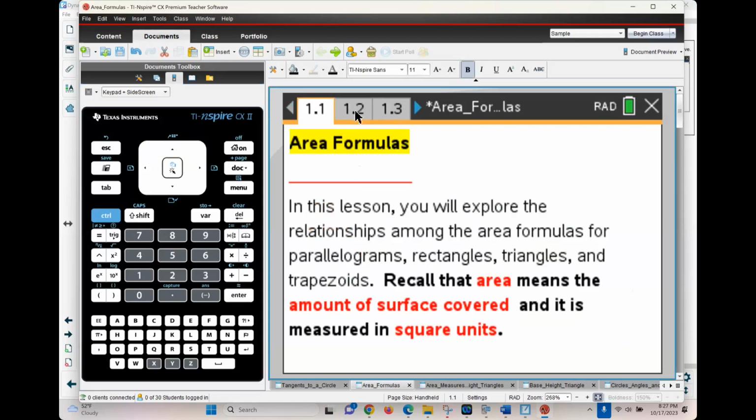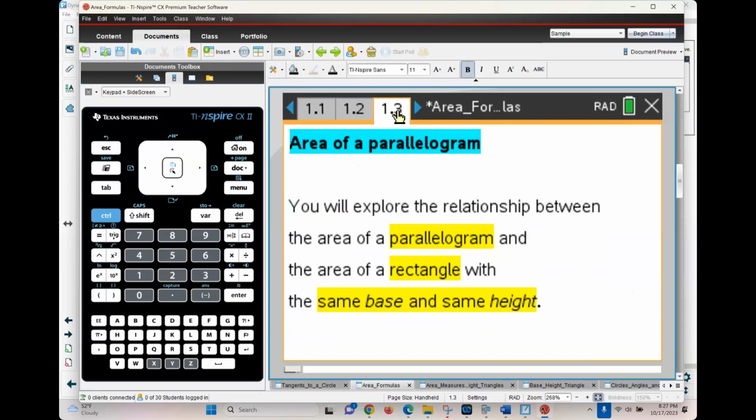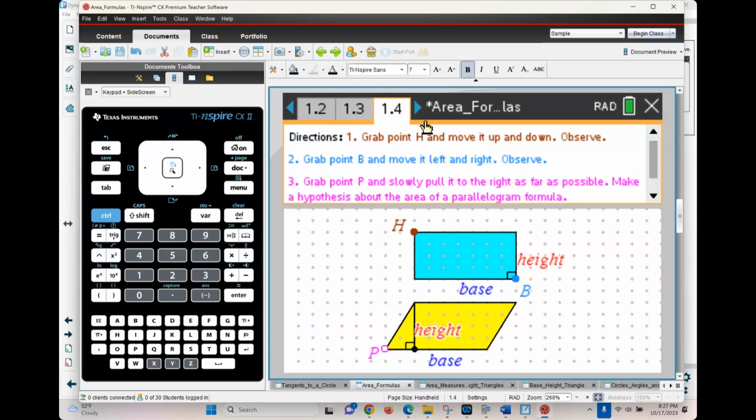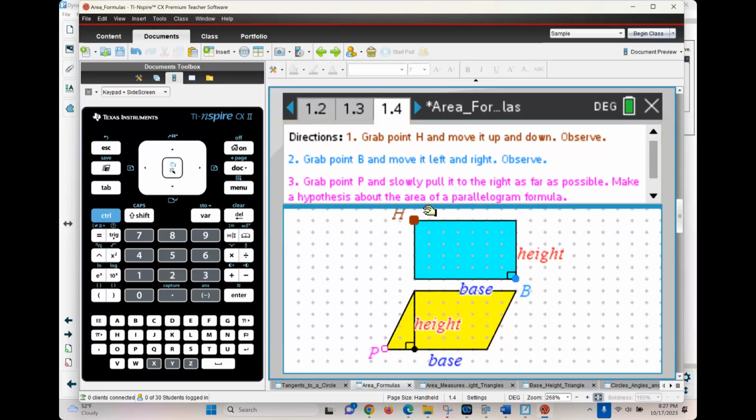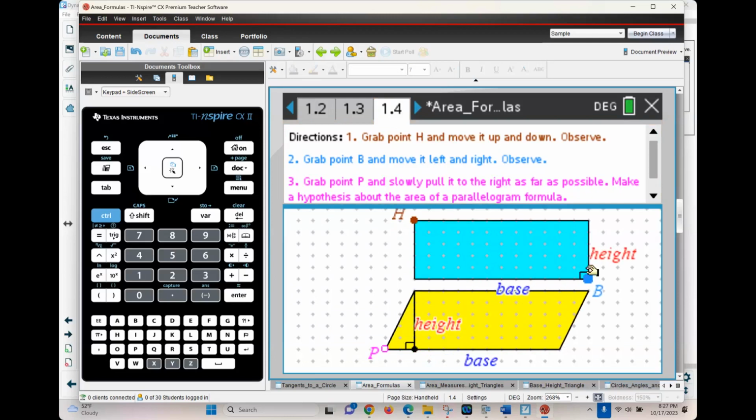Okay. And so we go to page 1.3, area of a parallelogram. And we're going to have a parallelogram and rectangle that have the same base and same height. So go to the next page. The directions are here, but if you don't want to use them, you don't have to. I'm just going to point it out. So I'm going to grab point H, and notice when I make the rectangle bigger, the parallelogram gets bigger with the same height. If I grab this blue point here, the base gets longer or smaller. Okay. So the parallelogram and the rectangle have exactly the same base, the same height.